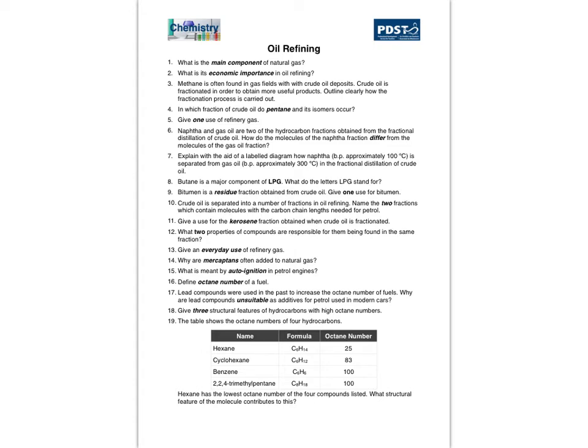Question 12, two properties of compounds that are responsible for them being found in the same fraction. They would have the same boiling point or the same condensing point, and they would also have in and around the same relative molecular mass. So if you're talking about things being in the same fraction, they might have the same carbon chain length or the same hydrogens present, so they're going to have similar relative molecular masses.